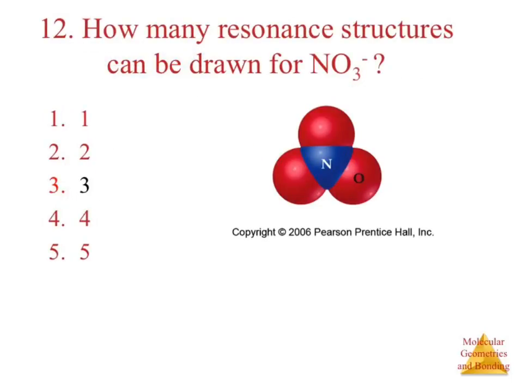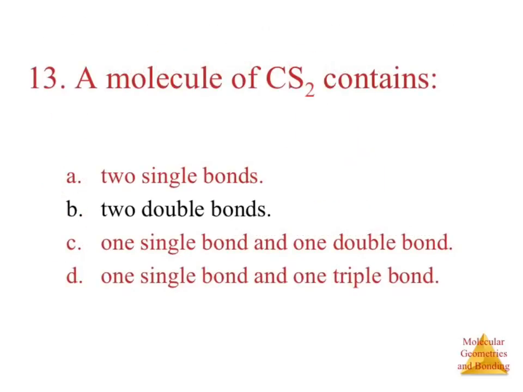Okay. How many resonance structures can be drawn for nitrate? You get 3. Do you need me to draw all 3? Thank you. I'm going to accept that and move on really quickly because I don't want to draw them all.